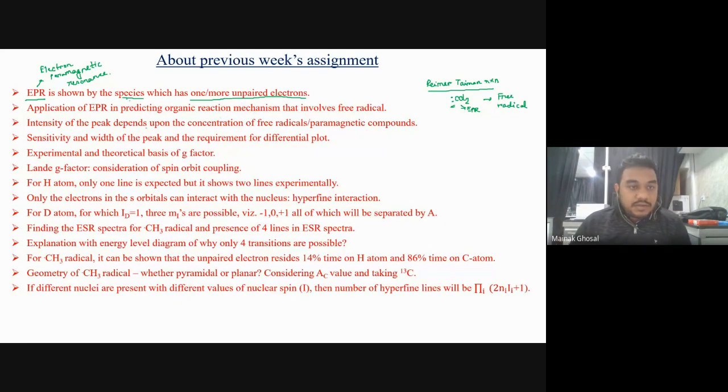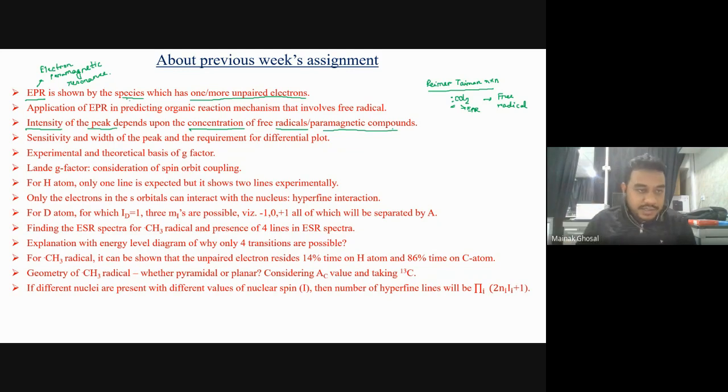Then there was a discussion on which things the intensity of the peak depends upon. It was shown that it depends upon the concentration of free radical or paramagnetic compounds. What is the concentration of this free radical or this paramagnetic compound? Upon this, the intensity of the EPR peak depends.